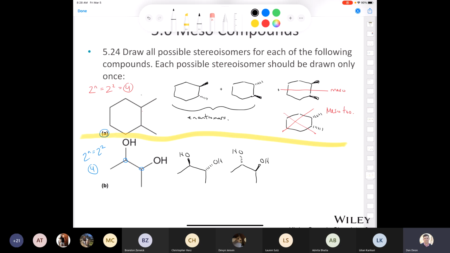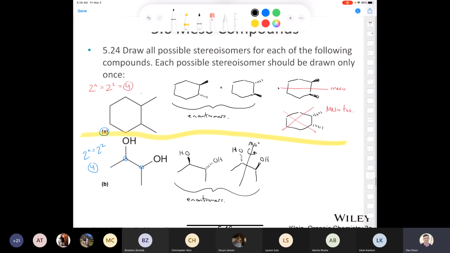Again, this is a great opportunity for handheld models. If you rotate this 180 degrees, you'll see that these two compounds are enantiomers. If you analyze the chirality at their stereocenters as being RS, you'll see that one is RS and the other one is SR. And then the last compound, if you draw both of the hydroxyls on a wedge, let's say, this is going to be a meso compound, right?